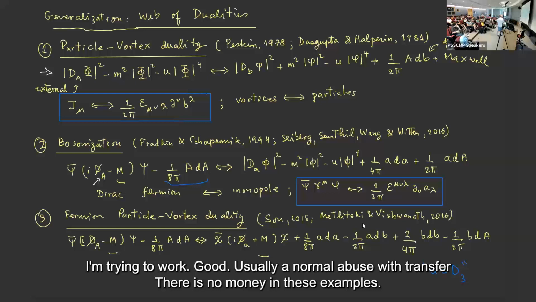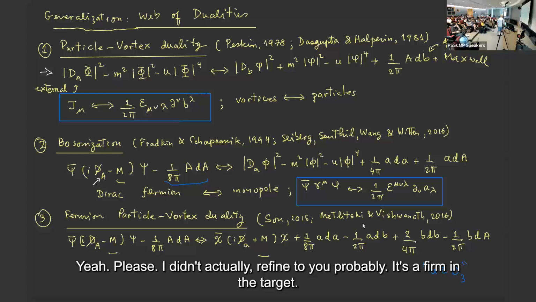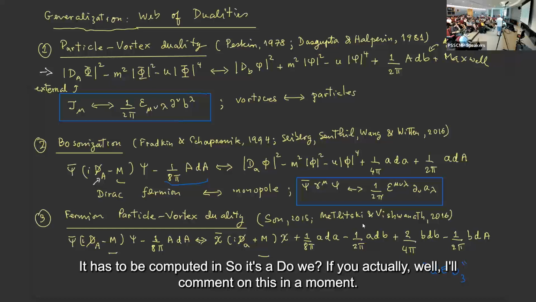Oh, what's the normalization for your fermion determinant? I'll come to that, this part of the problem. I didn't actually define to you how I regularize it. It's a fermion determinant, it has to be computed, it's a determinant of an operator, a non-trivial thing to compute. Okay, I'll comment on this in a moment. Maybe we should do it now.